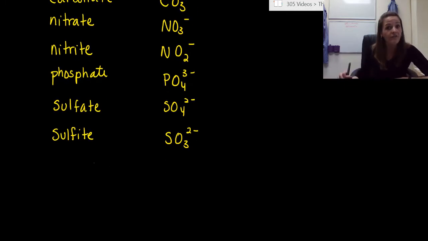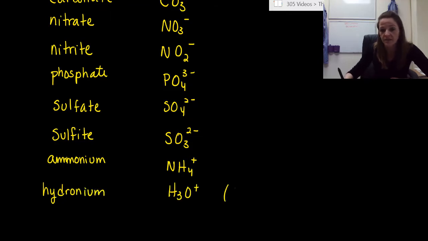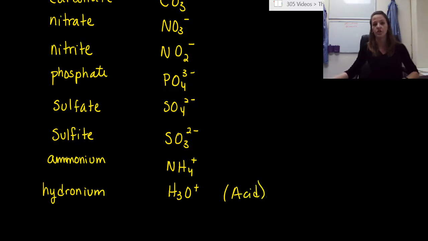All right, so that's all I have for your anions, and then we have 2 cations that you have to memorize. The first one is ammonium. Ammonium, there's 2 M's there, and that is NH4 plus. And then we have hydronium, which is H3O plus. This is the one that's going to indicate that we have an acid. Sometimes in shorthand you'll just see H plus, but don't worry about that. We'll talk about that in the future.